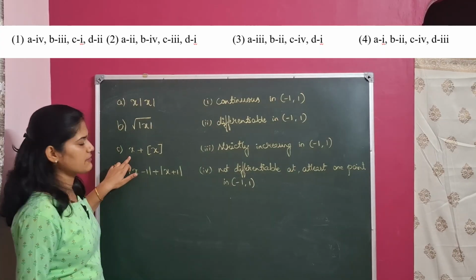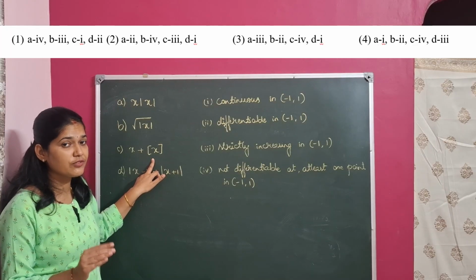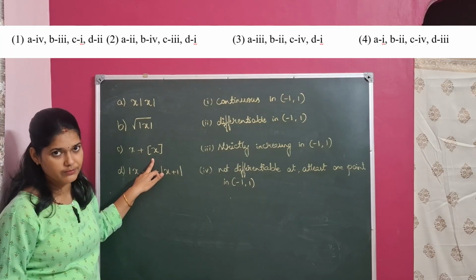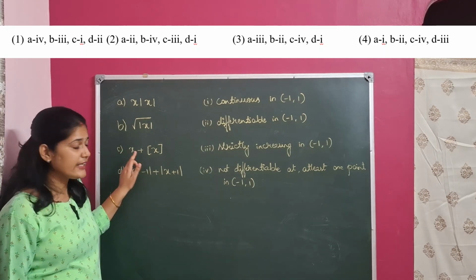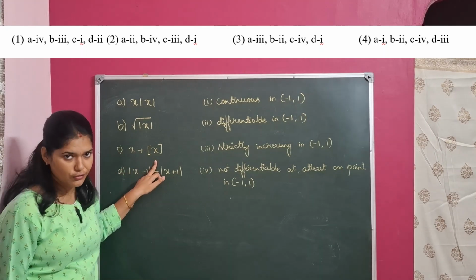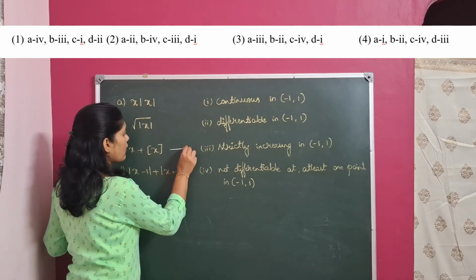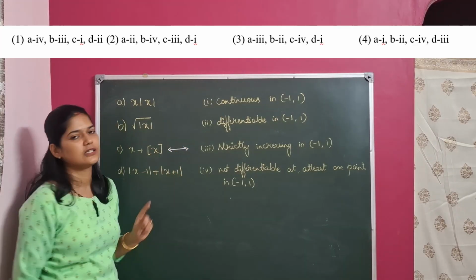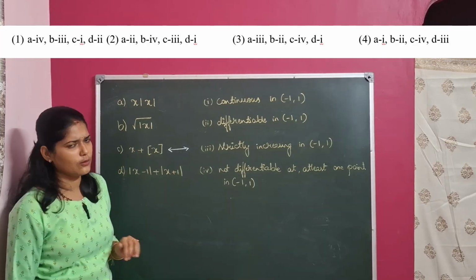If we consider this function x plus greatest integer of x, we know that greatest integer function is an increasing function. And also x is an increasing function. Clearly, x plus greatest integer of x will be an increasing function. Therefore, option C is matched with 3. Now, look at other options.